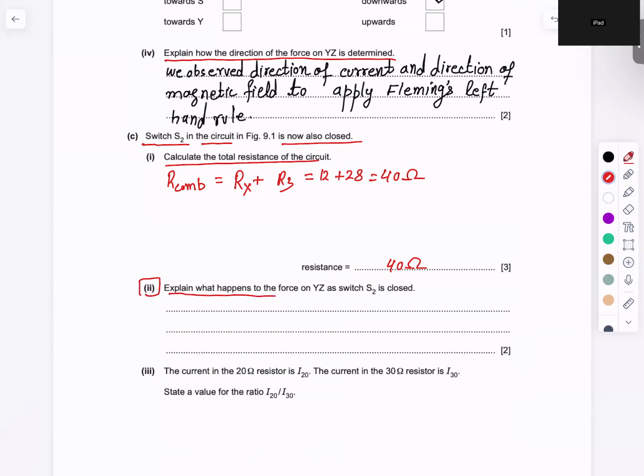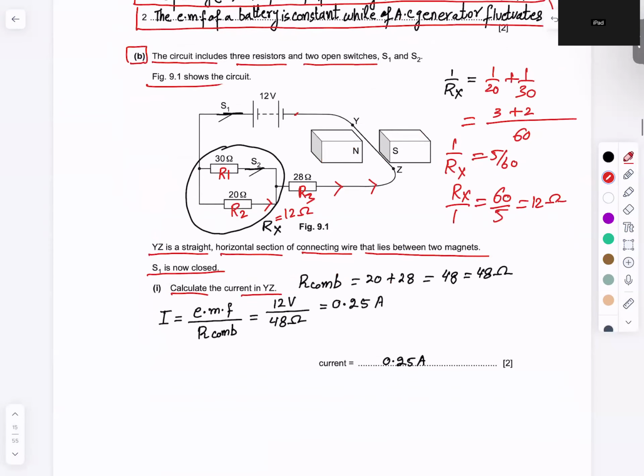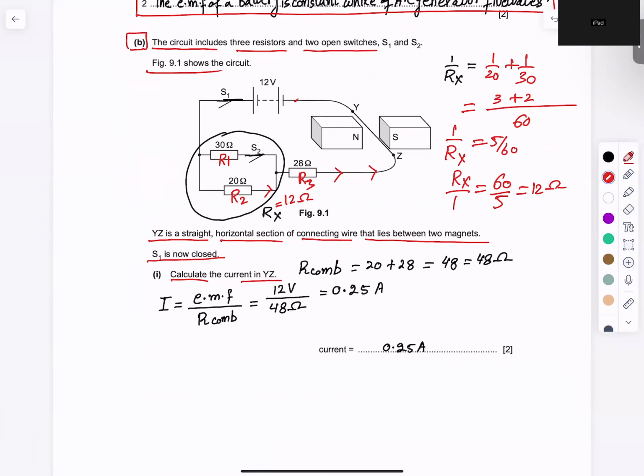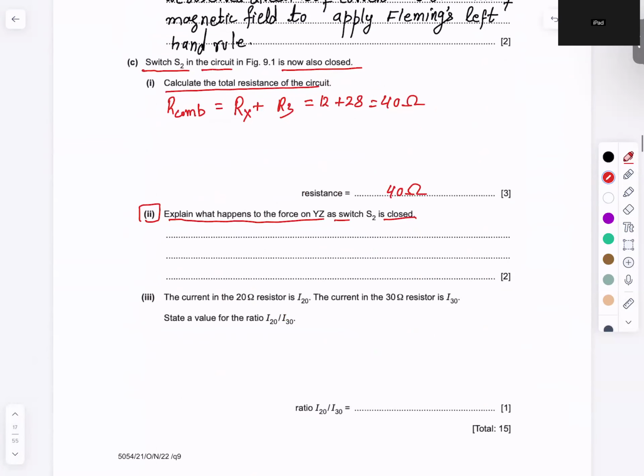Explain what happens to the force on YZ as the switch is closed. So when we close the switch, the overall resistance will decrease because we are getting another resistor in parallel. So as the switch is closed, we get a resistor in parallel, the combined resistance will decrease. A decrease of resistance will increase the current and hence the magnetic force. So they are asking what happens to the force on YZ as switch S2 is closed.